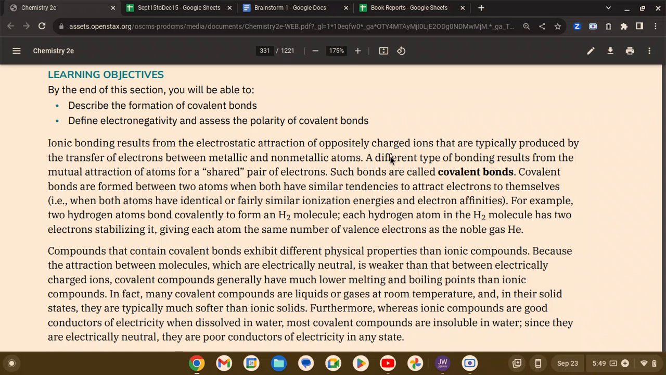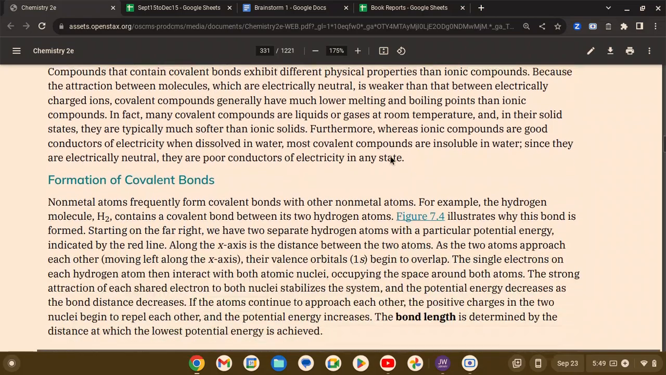softer than ionic solids. Furthermore, whereas ionic compounds are good conductors of electricity when dissolved in water, most covalent compounds are insoluble in water since they are electrically neutral. They are poor conductors of electricity in any state.